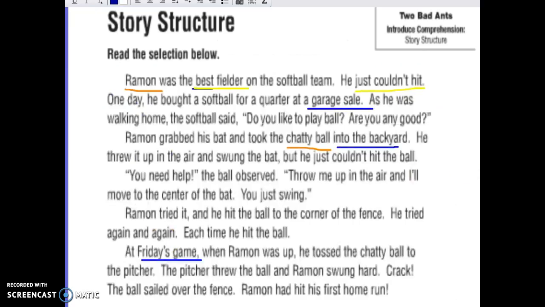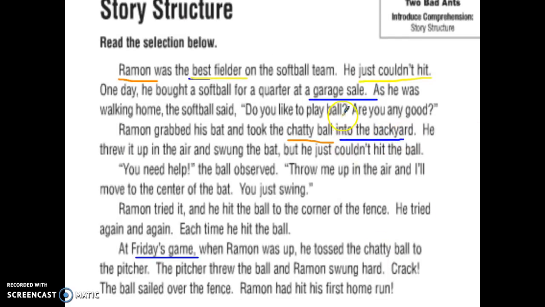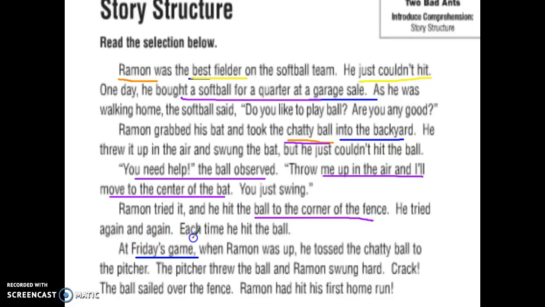How did he solve his problem? What was the solution? So as we read through the story, we see that he bought a softball for a quarter at a garage sale. And we've learned that the softball was a chatty softball, had magical powers. The softball could actually talk to him. The softball says, "You need help. Throw me up in the air and I'll move to the center of the bat." And when Raymond tried that, he hit the ball to the corner of the fence. It says he tried and tried again, and each time he hit the ball.